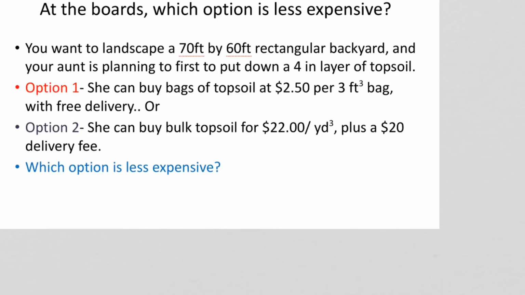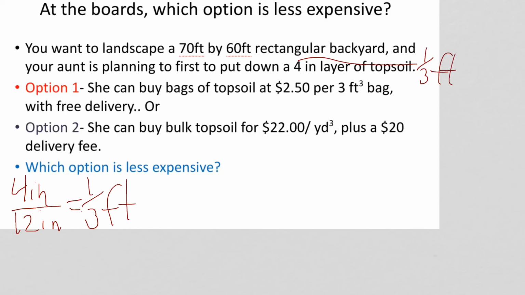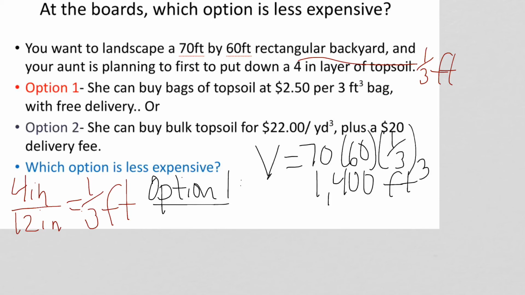The first thing that I'm going to do is change my 4 inches into feet. So I'm going to be taking my 4 inches and dividing it by 12 inches so that I am using 1/3 of a foot for that height. Okay, so let's look at option 1 first. Well, we find the volume of this backyard, 70 times 60 times 1/3. We get it to be 1,400 feet cubed as our volume of this backyard.